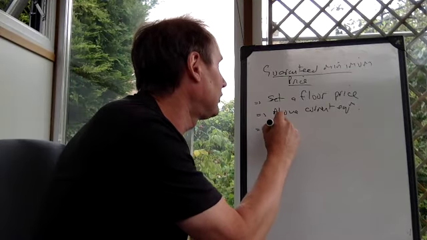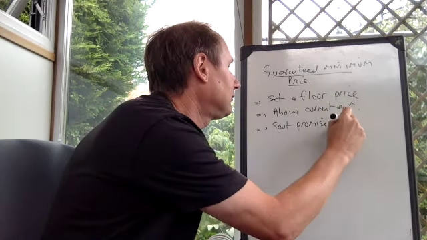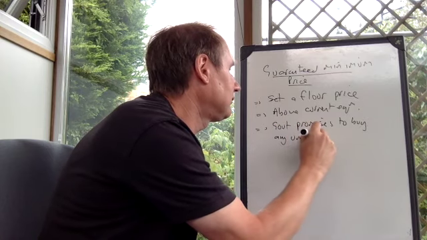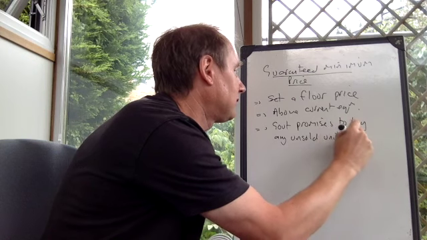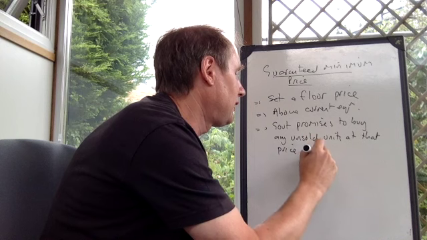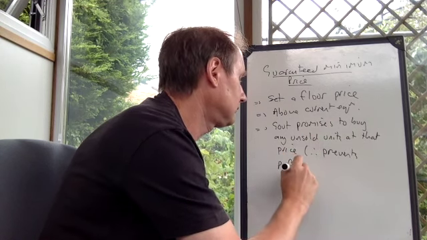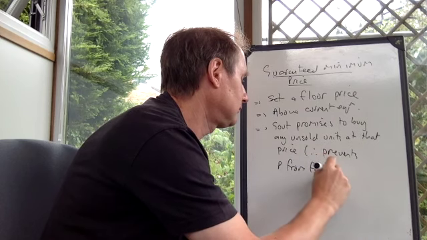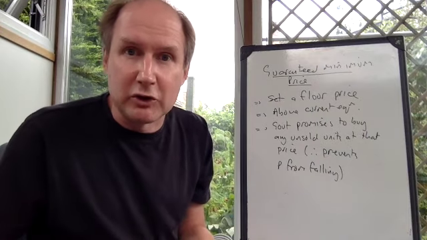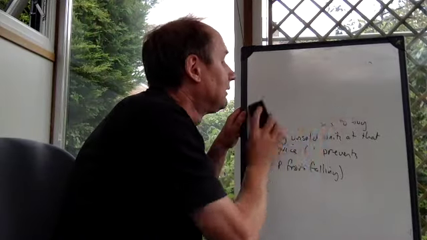And essentially, the government then promises to buy any unsold units at that price. And that therefore prevents the price from falling. So it guarantees incomes for firms at the cost to the taxpayer. So let's look at how that might work on a diagram.